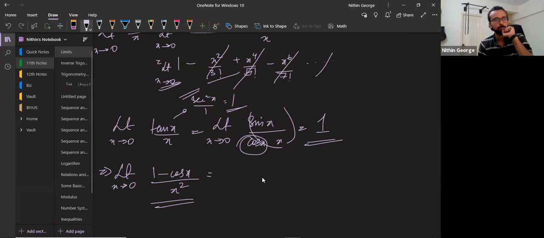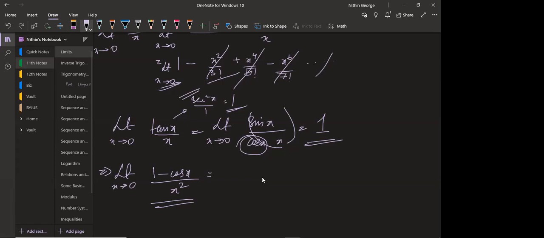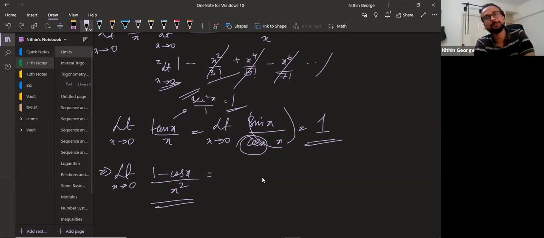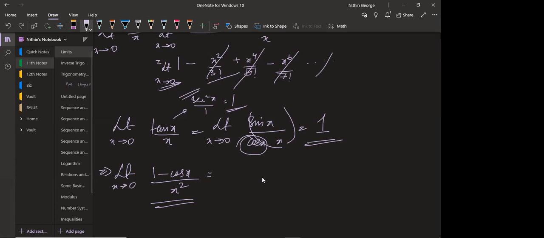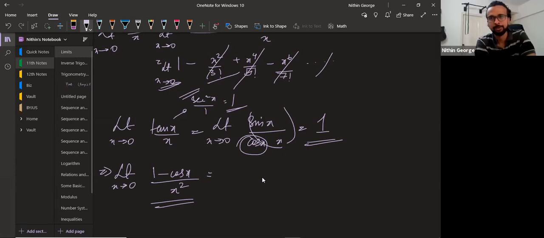1 by 2, sir. So how do you solve it? How do you solve it? I use L'Hopital. Well, not to use L'Hopital. So without using L'Hopital, how can you solve it? Think. L'Hopital will directly give you the answer 1 by 2 quickly. You have no worries.